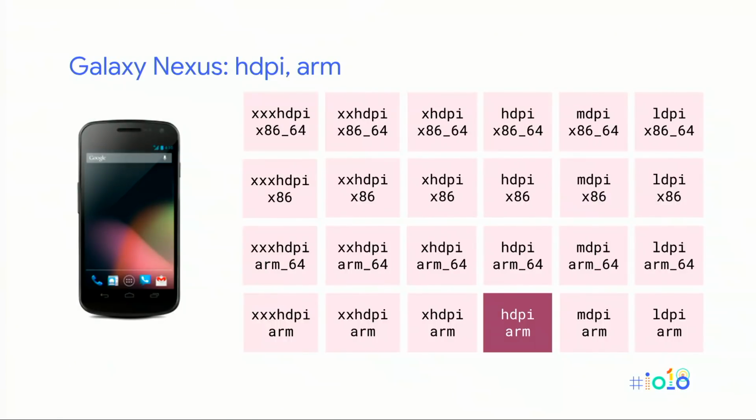Now, when we go to serve the app, we choose the best single APK for a device. So if we have my first Android device, a Galaxy Nexus, we would serve the HDPI ARM standalone APK. You might recognize this because this is similar to what you may have done in the past with multi-APK.